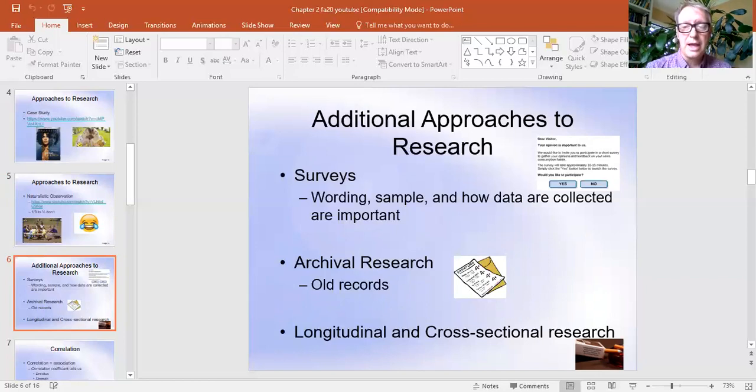Also, people lie. When you do survey research on sexual behavior and drug behavior, people are often not honest about their responses. So you have to take that into consideration too.